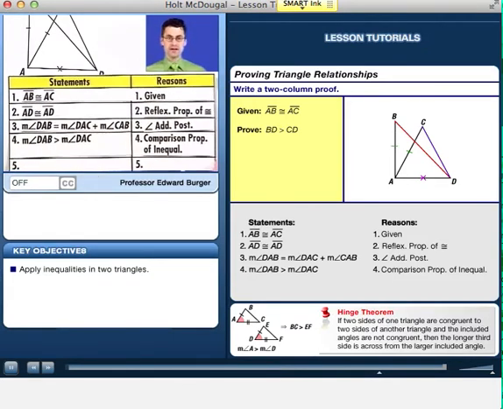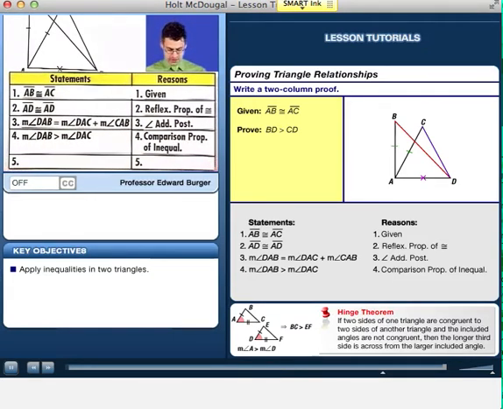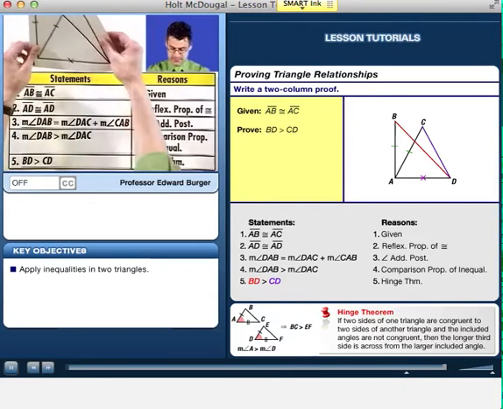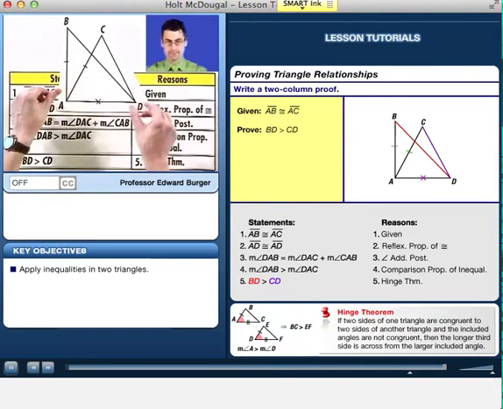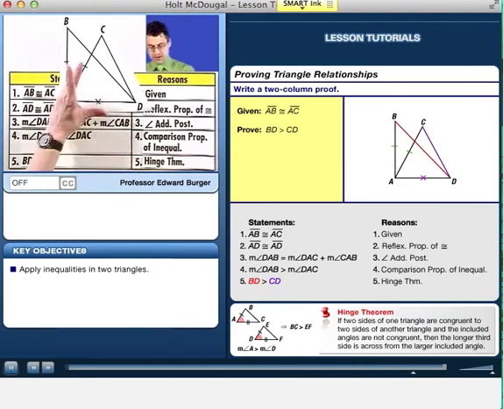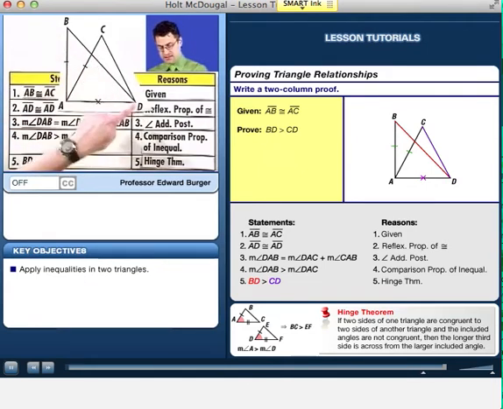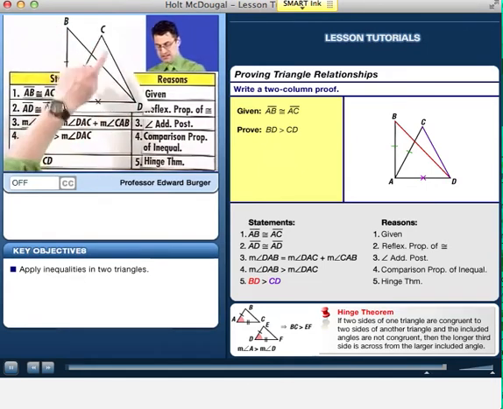And so where do we go from here? Well, from here, we conclude that BD, that length, is greater than the length of CD, and the reason is the hinge theorem. Once I have that the measure of this angle exceeds the measure of this angle, then I know that the opposite sides are going to behave in a similar way, namely that this length is going to exceed that length.